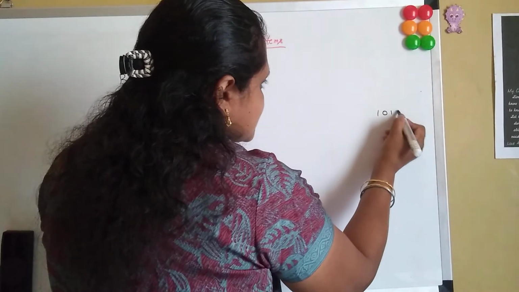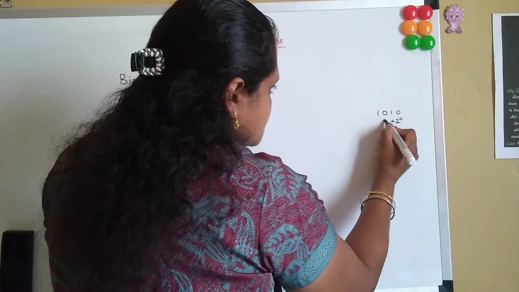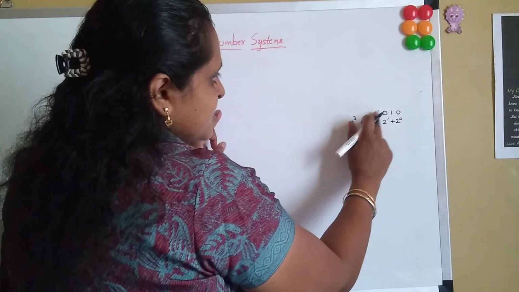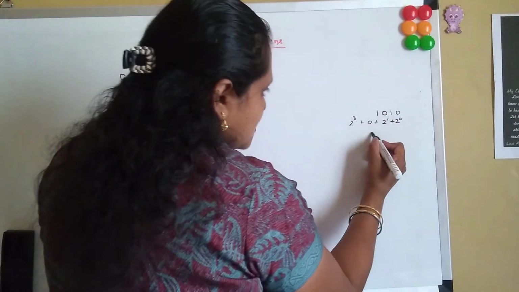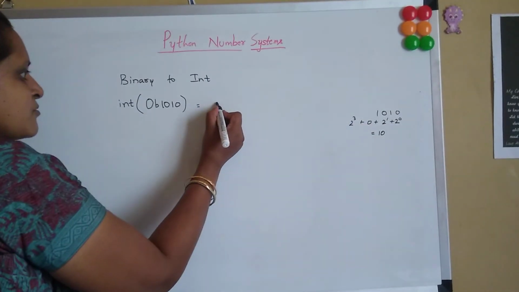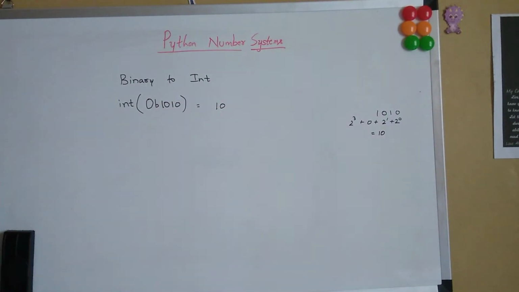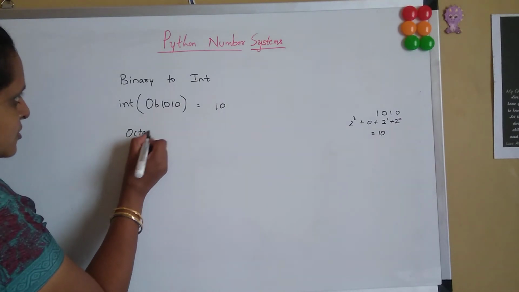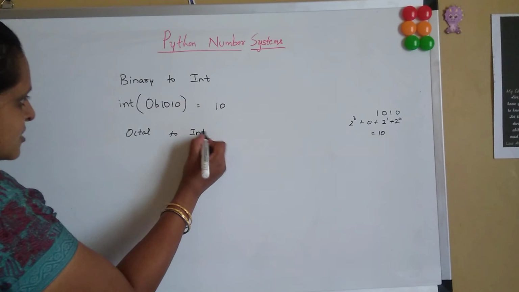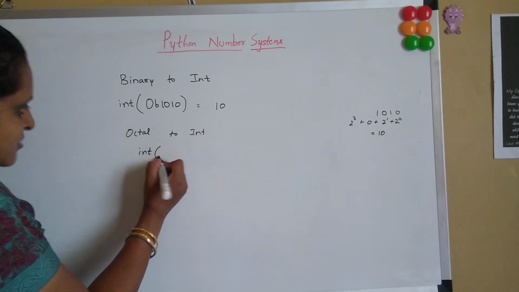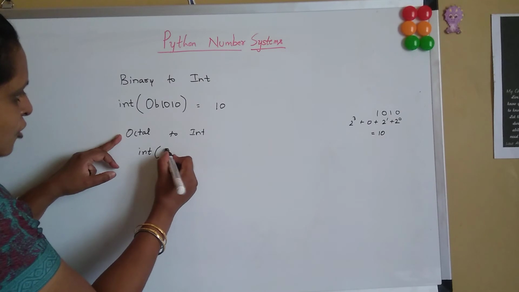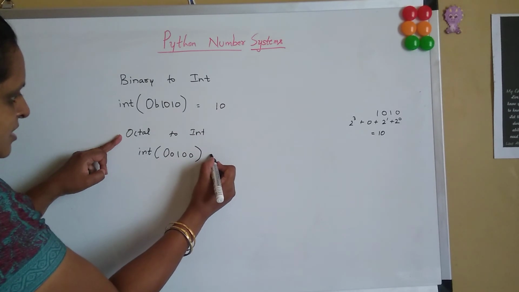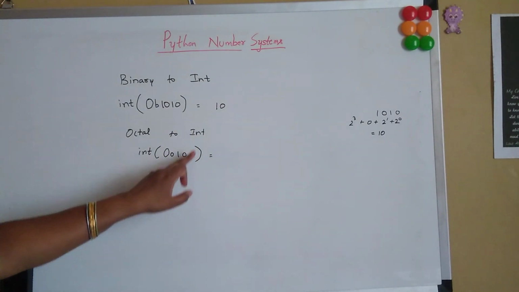So 1010: 2 power 0 plus 2 power 1 plus 0 plus 2 power 3. 2 power 3, 2 power 2, 2 power 1, 2 power 0, which is equal to 10. So it will give out the value 10, which is the integer representation of the number. Now let's go to the octal to int representation. The same int built-in function is there, and we pass the octal number. I pass 100. So what is the equivalent of 100 in integer format?